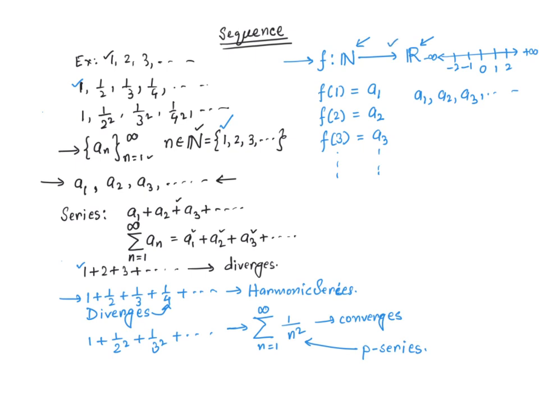Now, some of the sequences you have already seen, they converge. Those sequences are called convergent sequences, okay? If a sequence doesn't converge, we call it a divergent sequence. A sequence could converge or a sequence could diverge. Now, there is a notation we use for sequences, by the way.